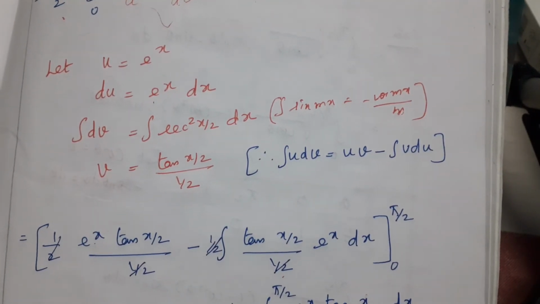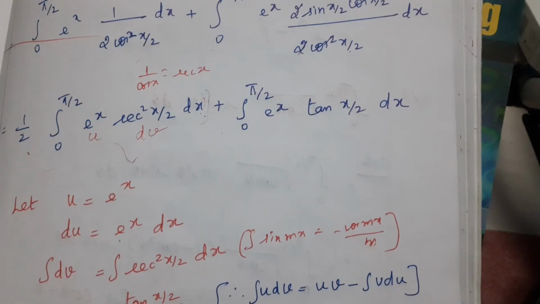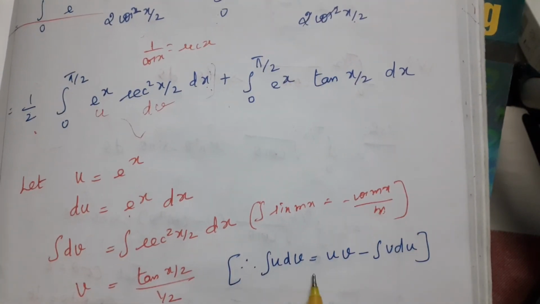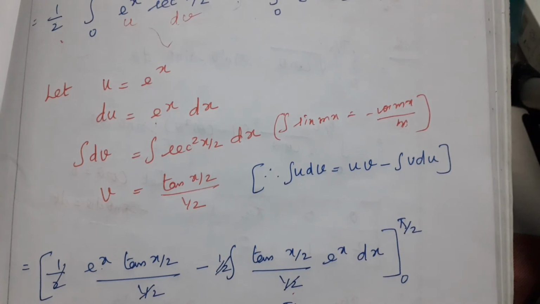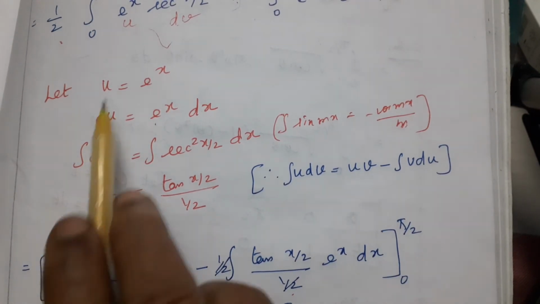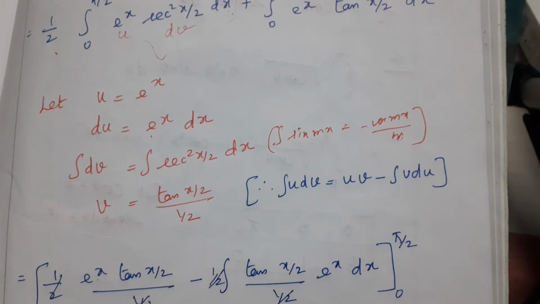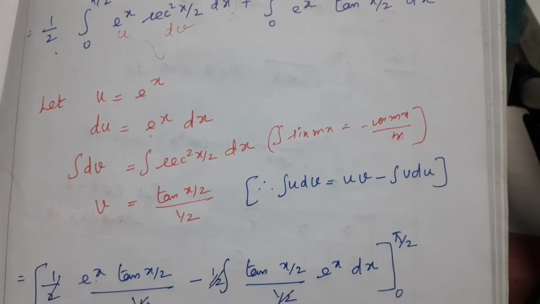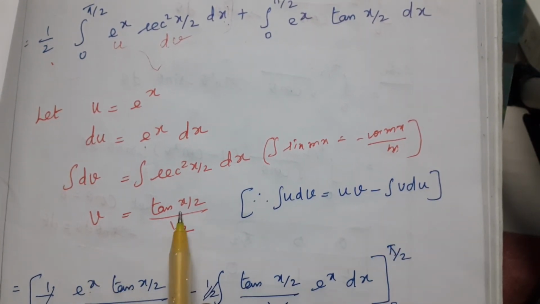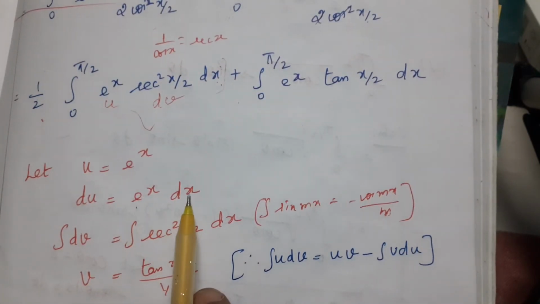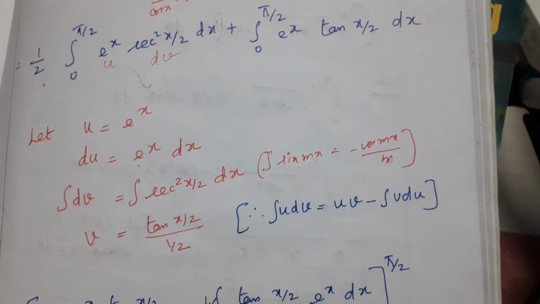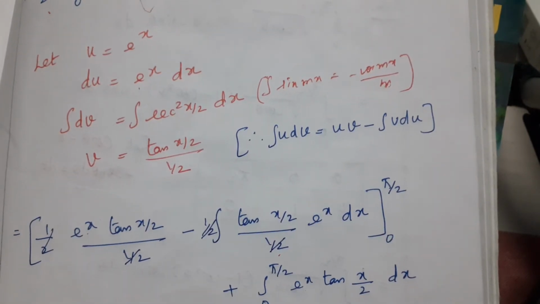Again, we take the limits as 0 to pi by 2. Here first I apply the first integral, uv minus integral of v du. What is our u? u equal to e power x. What is our v? v equal to tan x by 2 divided by 1 by 2, and du equal to e power x dx. After integrating, now we are going to apply the limit 0 to pi by 2.